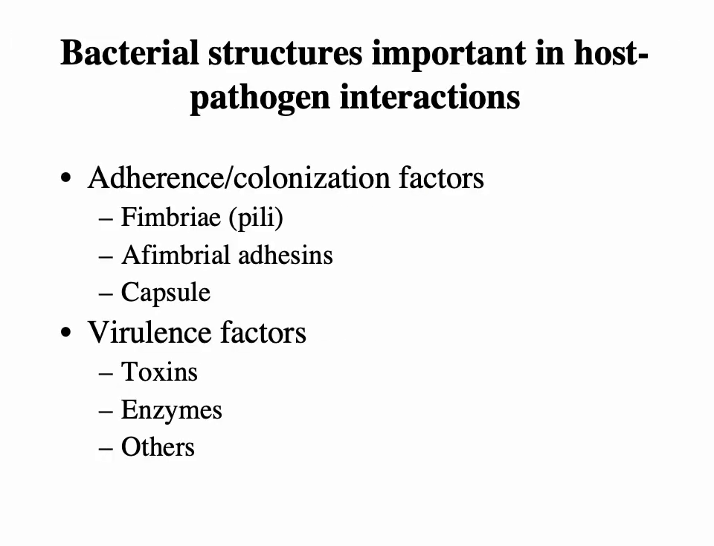So I'm going to illustrate further on the colonization part. So this falls into the host-pathogen interactions. You can group these sorts of bacterial structures, things that are produced by bacteria, into two groups. One is adherence or colonization factors, and the other is virulence factors. So as the name implies, adherence and colonization factors are factors that facilitate or help the pathogen to adhere and then colonize.